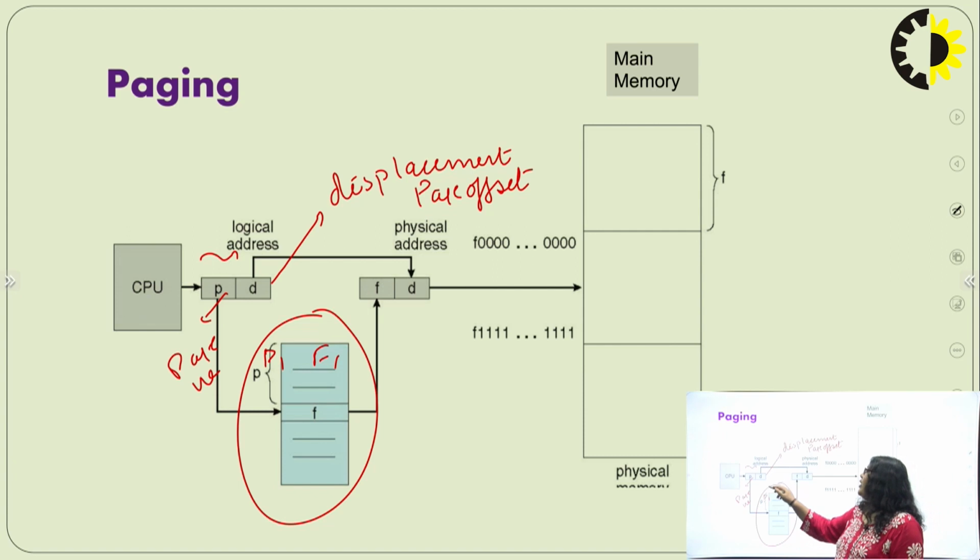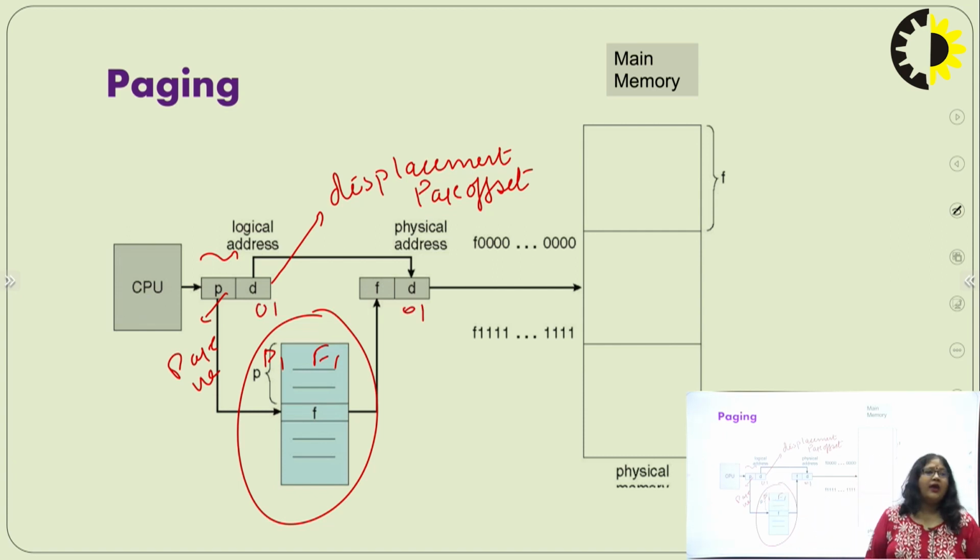So we have to identify the displacement. Suppose this is 0, 1, so this is also 0, 1. Exactly, we have to fetch the data from the main memory by using the address translation scheme from the logical address to the physical address. This is the diagram of the main memory.